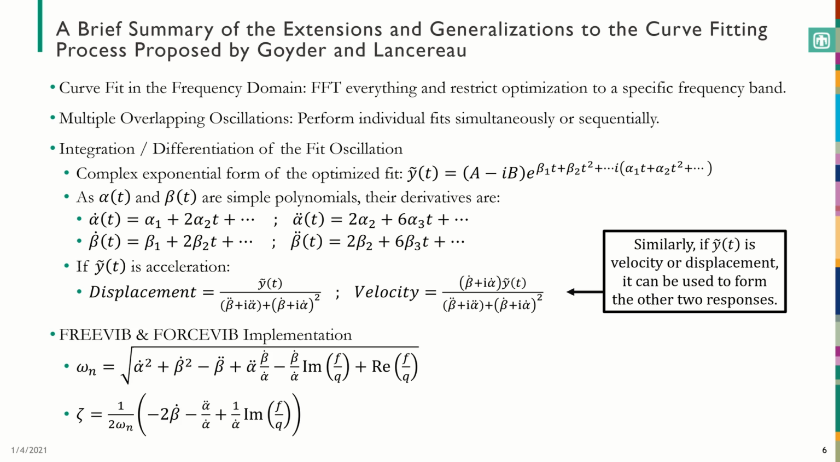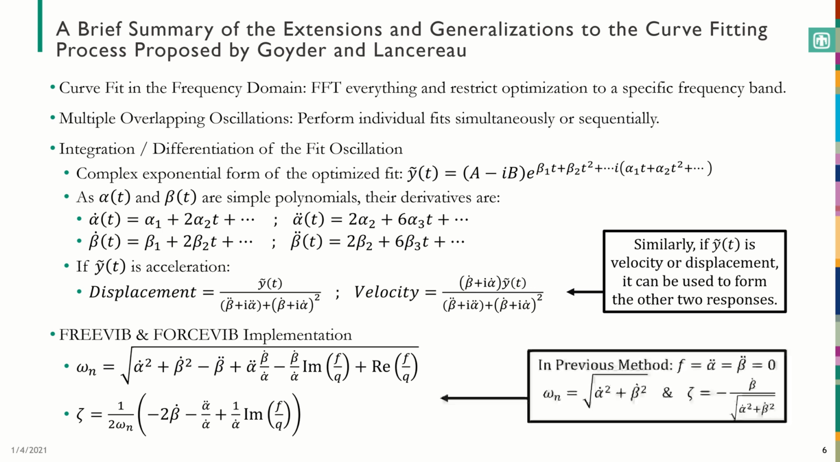And finally, you can directly implement Michael Feldman's free vibe and force vibe methods in terms of the alpha and beta derivatives. These give you frequency and damping of a nonlinear single degree of freedom system during free and forced response. And you can see that if we make the assumptions that Goyder and Lancereau did and assume that the force and the second derivatives are 0, these reduce to the expressions they gave for omega and zeta.